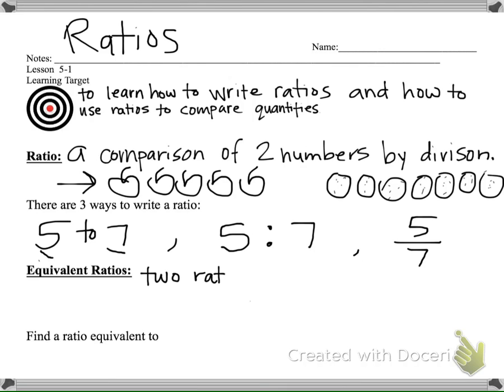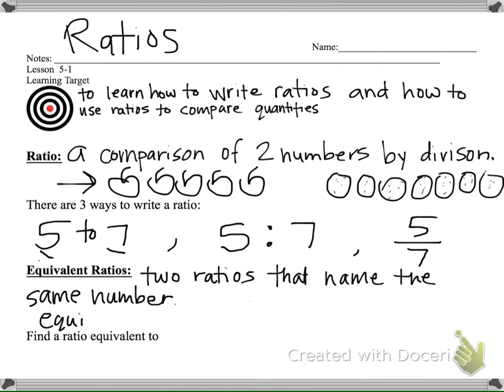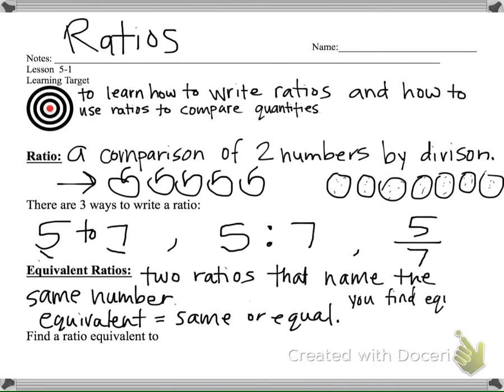The definition of equivalent ratios, and I'll speed that up just a little bit and then you can write it down, is 2 ratios that name the same number. And we've talked about what equivalent means, and we know that equivalent means the same or equal.